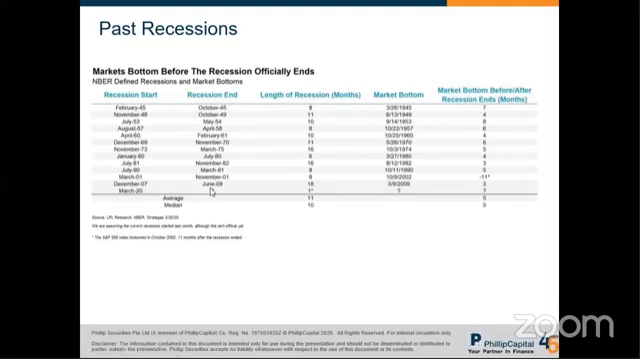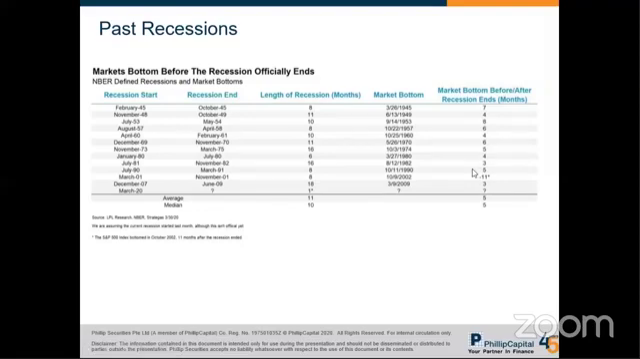You can see the recession start dates, like March and April. On average, the recession lasts around 11 months. Then the market tends to bottom out around 5 months before the recession ends. So you can see that this is the average, and you can take a guideline from here. I got this report from LMP research.